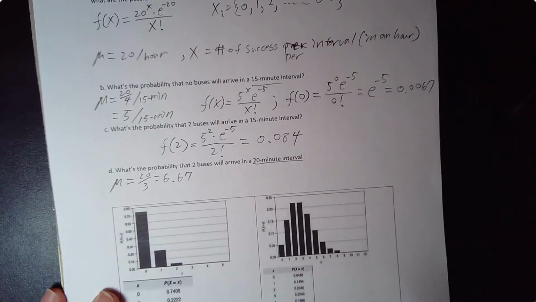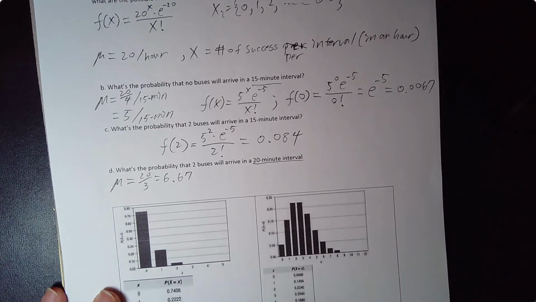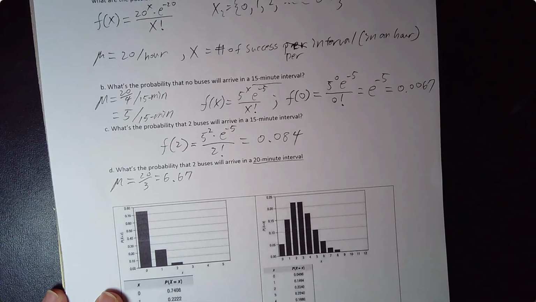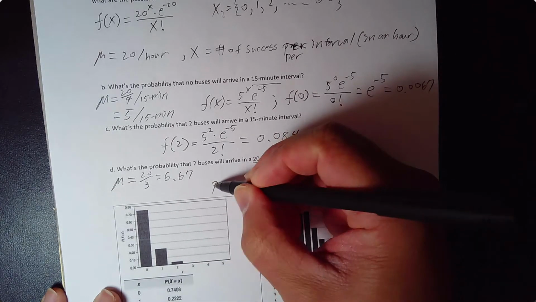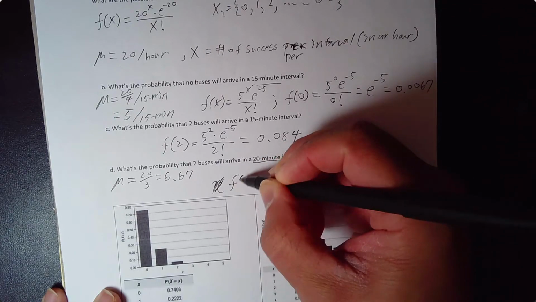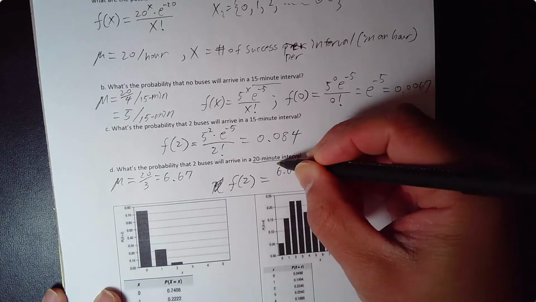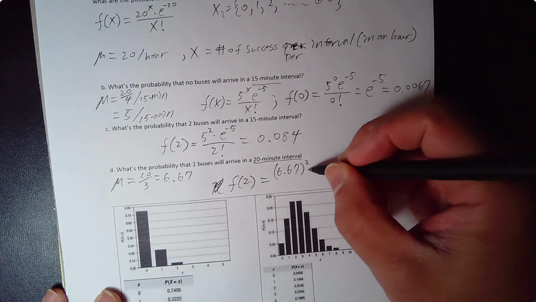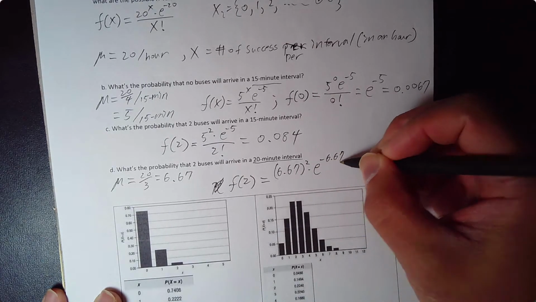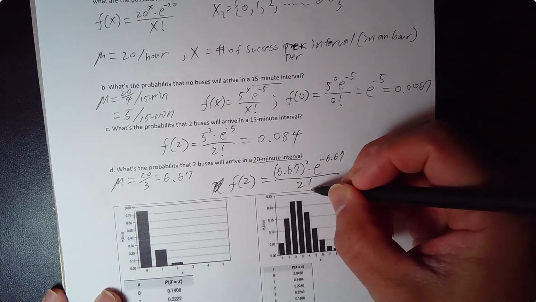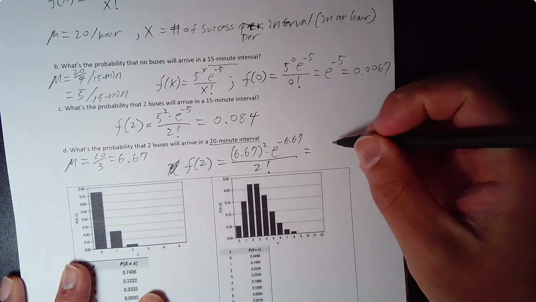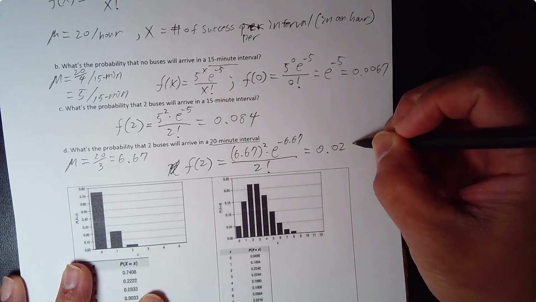Here's the thing about the Poisson distribution: mu does not need to be a whole number. You can put decimals or fractions as mu. Now let me try this again. Probability here, f at 2. My mu is 6.67, so 6.67 squared times e to the negative 6.67 over 2 factorial. Put that on the calculator, and you get 0.028.